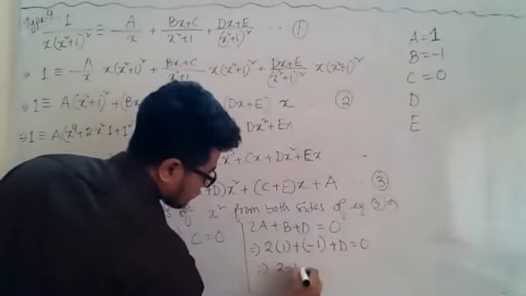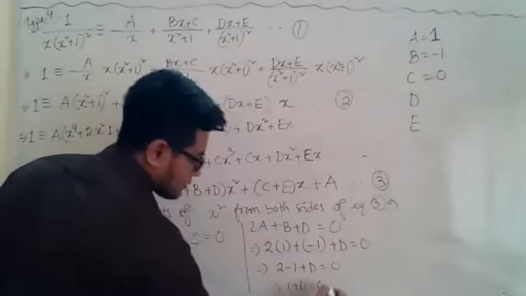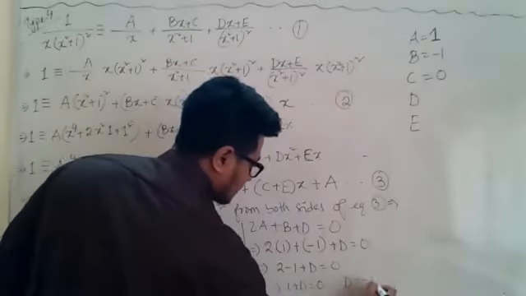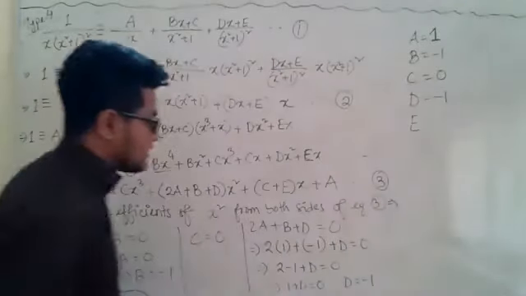So here 2 minus 1 plus d is equal to 0. So 2 minus 1 is 1, plus d is equal to 0. So from here I can write d is equal to minus 1. So I have got the value of d also, which is equal to minus 1.